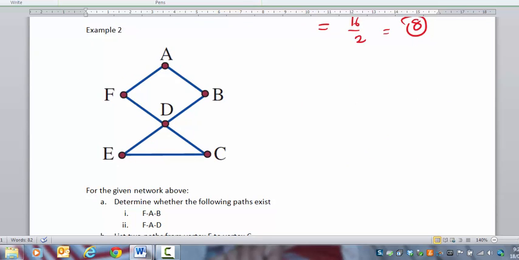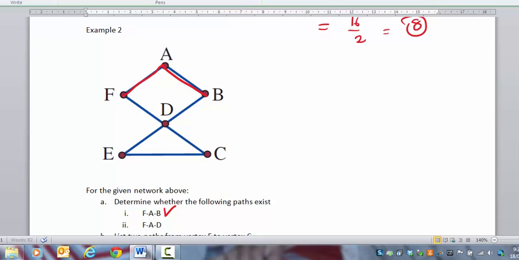Example 2 is not too bad either. For the given network diagram above, determine whether the following paths exist, F, A, B. So to do that, I simply start at F, go to A, and go to B. That definitely exists because I can follow that route.